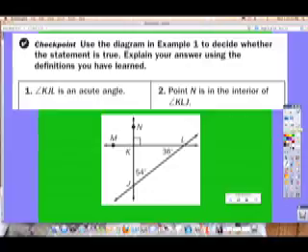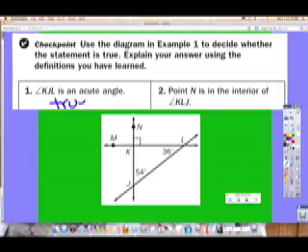Okay, here we go. Number 1, true or false? Shout it out. Ready? Angle KJL is an acute angle. What'd you put? True. Absolutely, because what degrees does it measure? Less than 90 degrees. Less than 90, and specifically it's 54. Good job. Thanks, Colton.